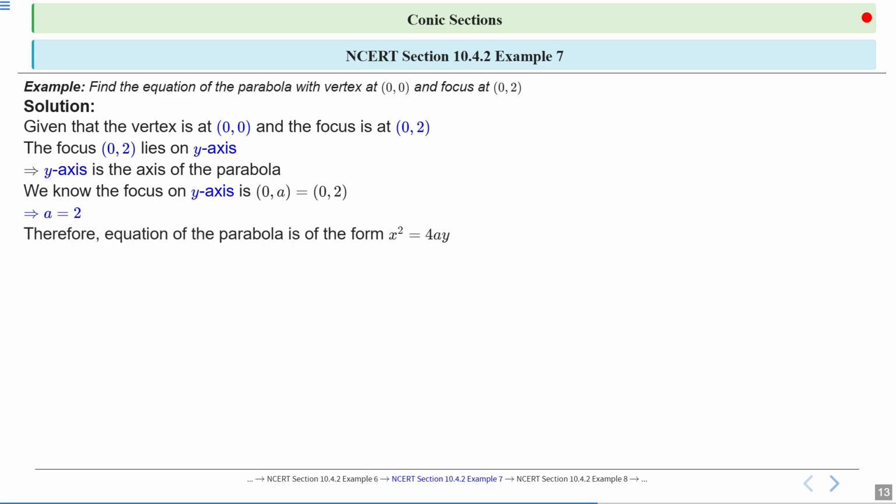Therefore the equation of the parabola is of the form x square equal to 4ay. So thus we have x square equal to 4 times 2y, that is x square equal to 8y. So the equation of the parabola with vertex at (0, 0) and focus at (0, 2) is x square equal to 8y. This is the required equation of the parabola. I hope it is clear to all of you. So now let us move to the next example.